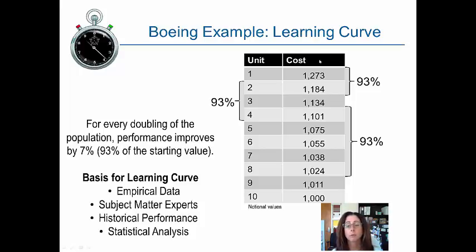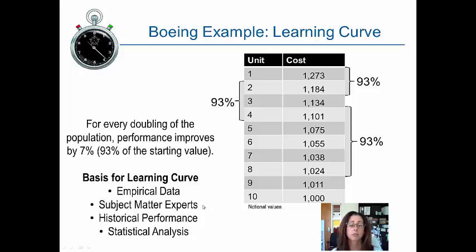They use cost, but you could represent this as minutes compared to what we did. They represented this as cost. They estimated that it would cost $1,273 for the first one. And then they made an assumption of a 93% learning curve. They made that assumption based on empirical data from prior planes that were similar and the types of repairs that were made on them. So that was close to 93%. That's one of the reasons they use a 93% learning curve.